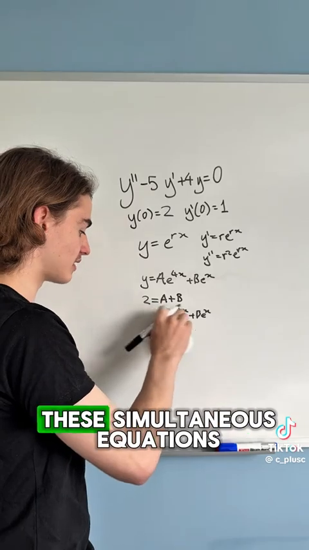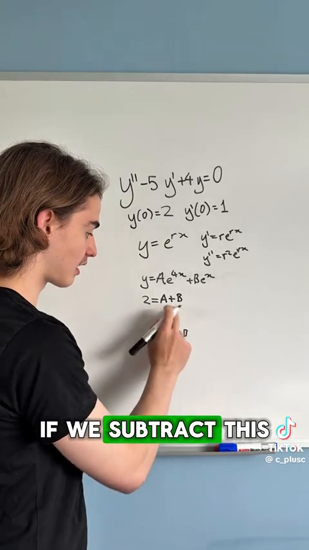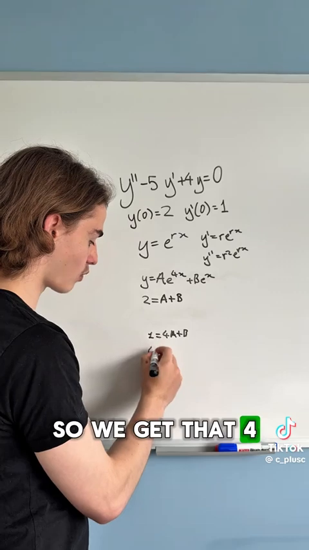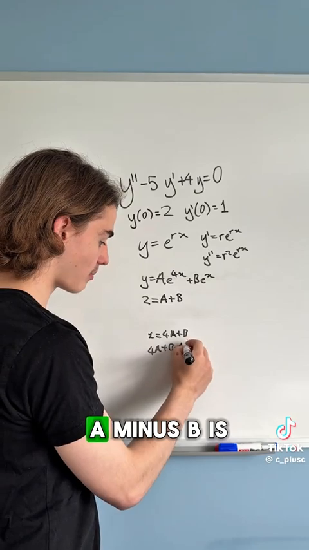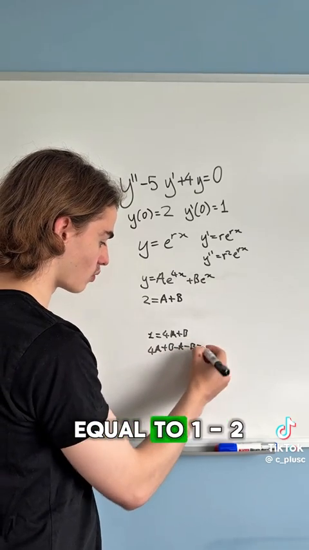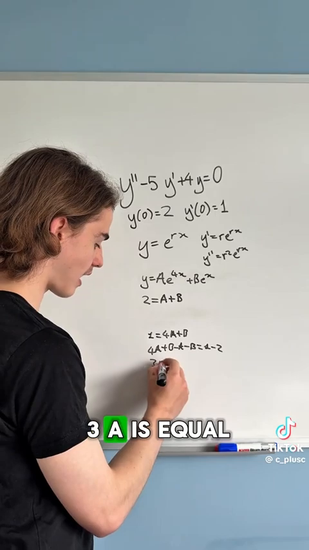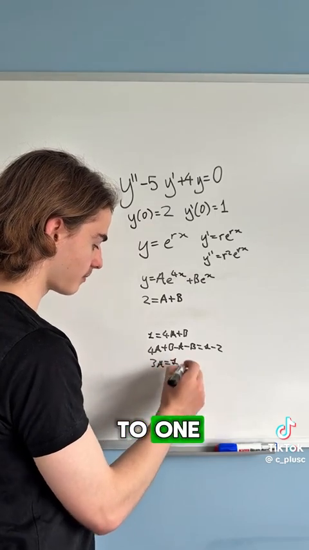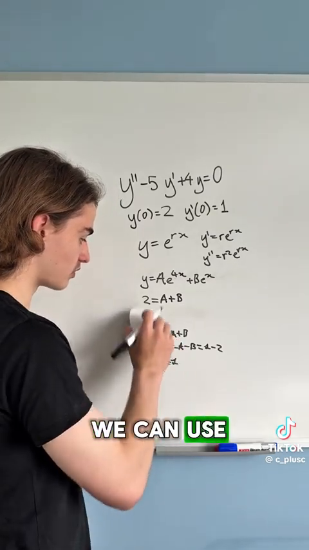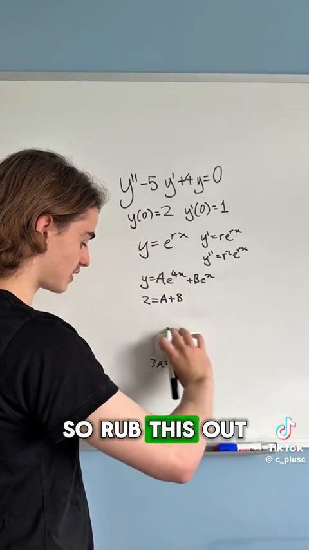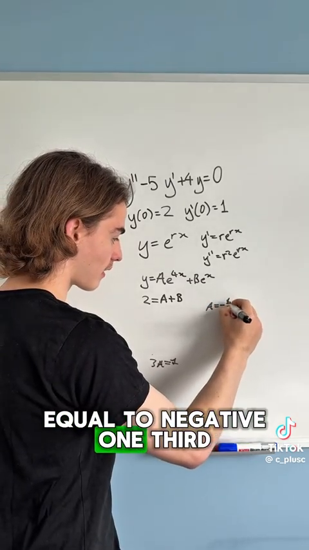Perfect. Now we have these simultaneous equations, which we can solve pretty easily if we subtract this from this. So we get that 4a plus b minus a minus b is equal to 1 minus 2. So we get that 3a is equal to negative 1. And then from here we can use, for example, this one. So rub this out, get that a is equal to negative 1/3.